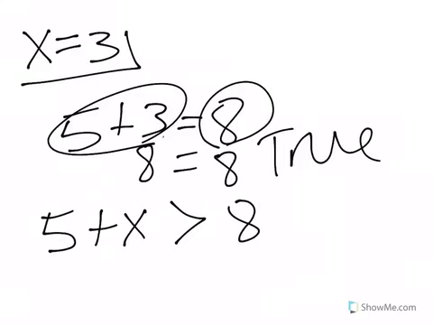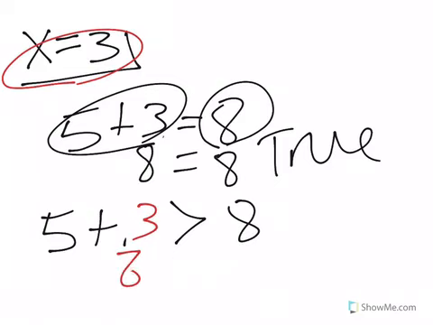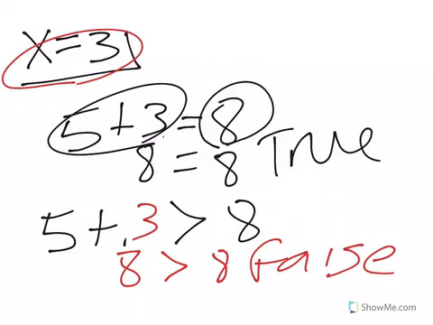Well, once again, we know that x equals 3. So we're going to take the x out. We're going to put 3 in. 5 plus 3 is 8. Is 8 greater than 8? No, that is false. It should say 8 is equal to 8.